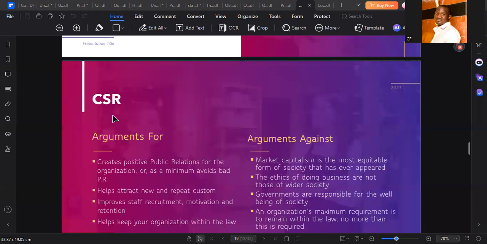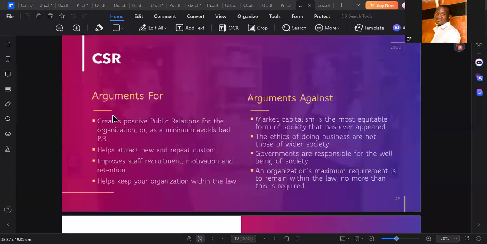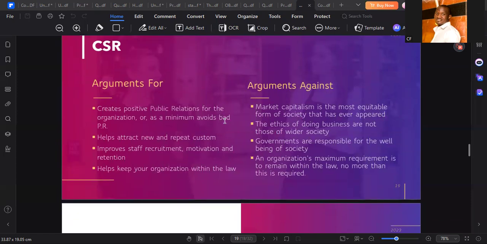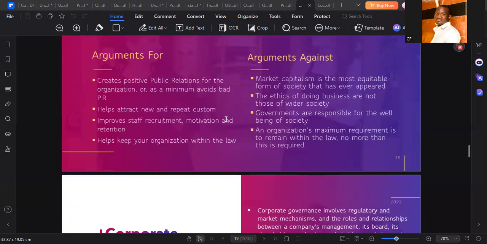So there are arguments that have been put for and against corporate responsibility. The arguments for are that it creates positive public relations for the organization. There's minimal vandalism, it attracts repeat sales, it improves staff recruitment and motivation. It also helps keep your organization within the law.